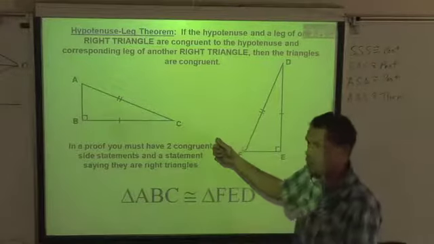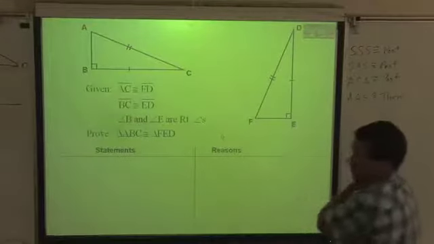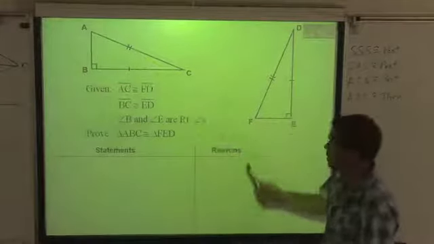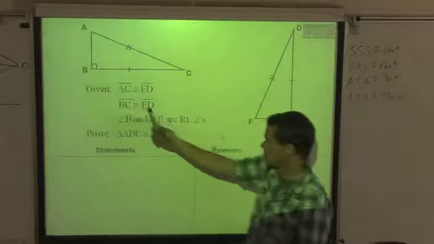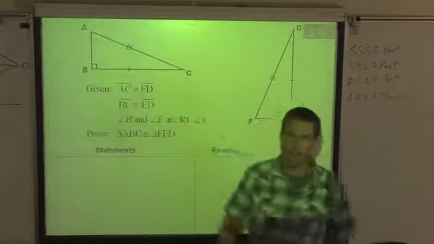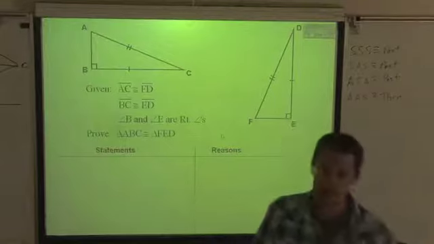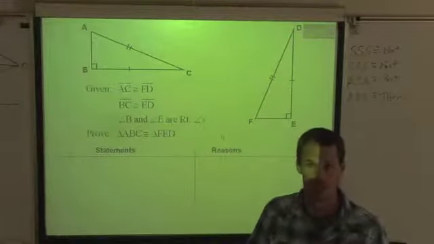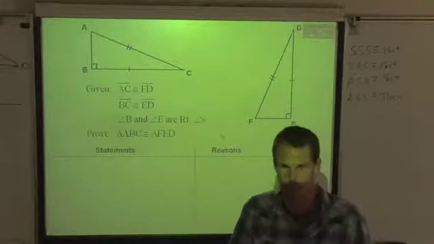What does it look like in a proof? Okay, given AC is congruent to FD, marked. BC is congruent to ED, marked. And B and E are right angles. So if I have all this as given, the only thing I need to say is that they are right triangles, because hypotenuse leg is only true in right triangles.